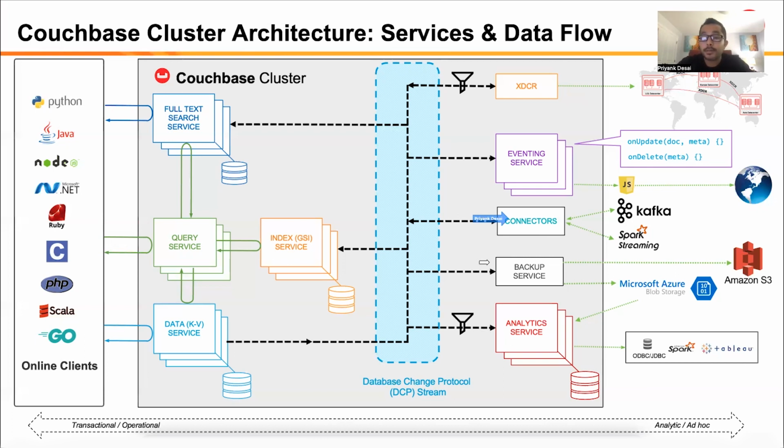We also have a backup service available in Couchbase, where you can automate the backup and schedule the backup: full backup, incremental backup. You can also merge backups. Traditionally, if you have a large database, you would run a full backup once a week, and then an incremental backup towards the middle of the week. And with Couchbase's merge backup capability, you can merge the full backup and the incremental backup.